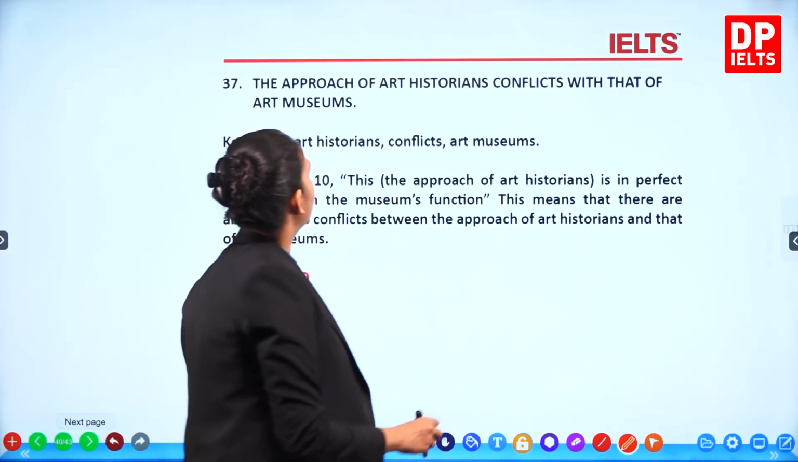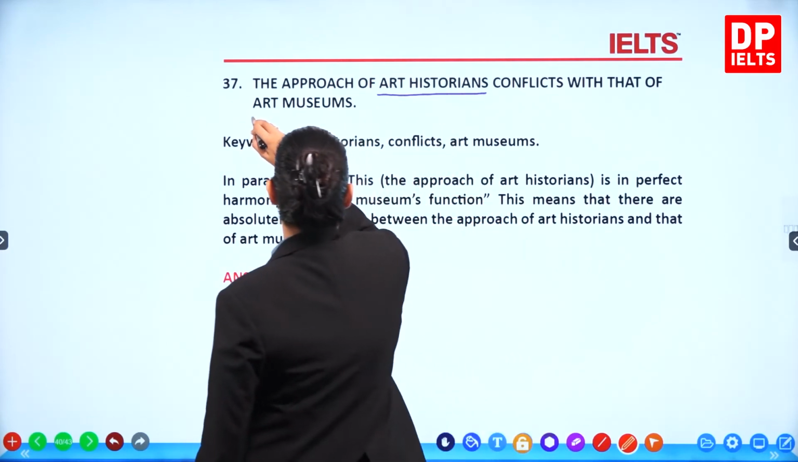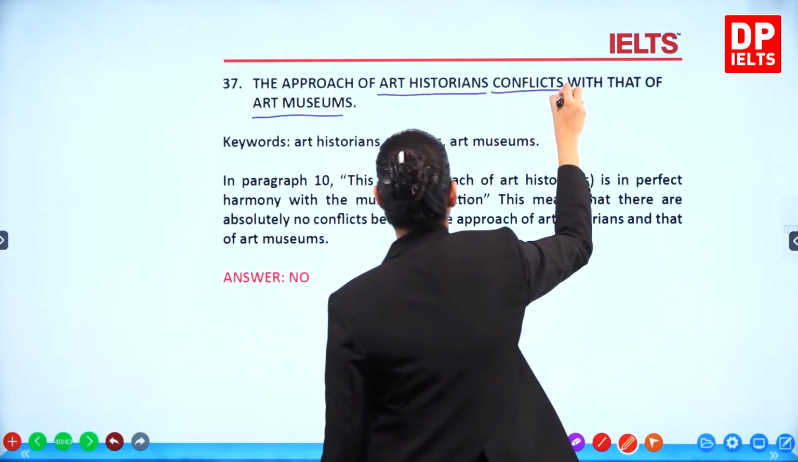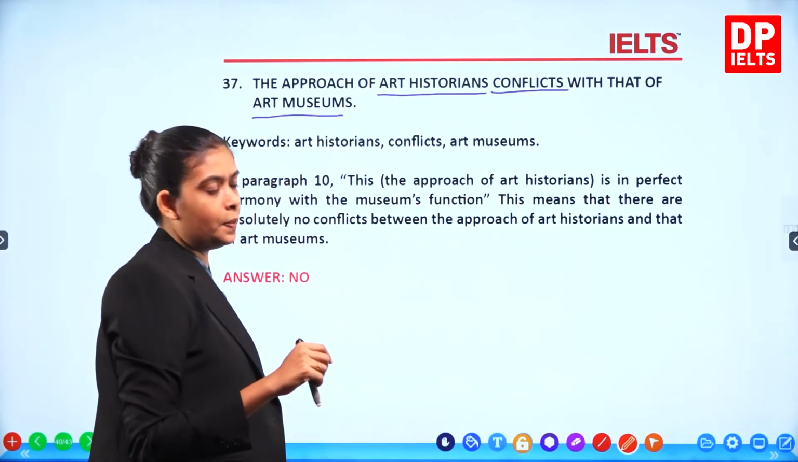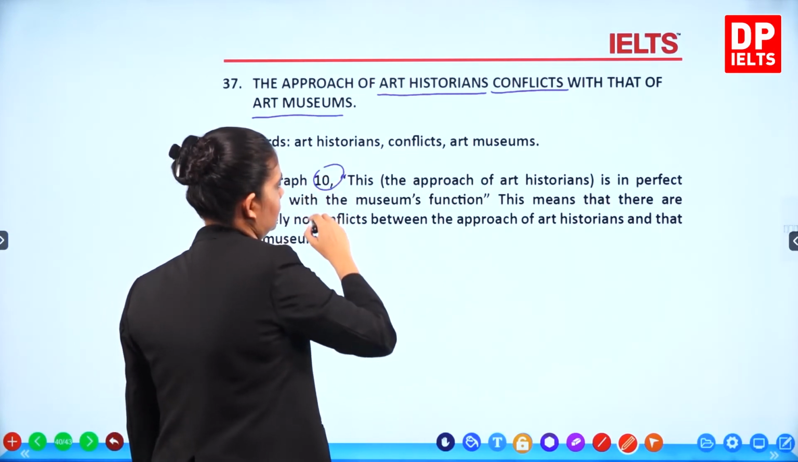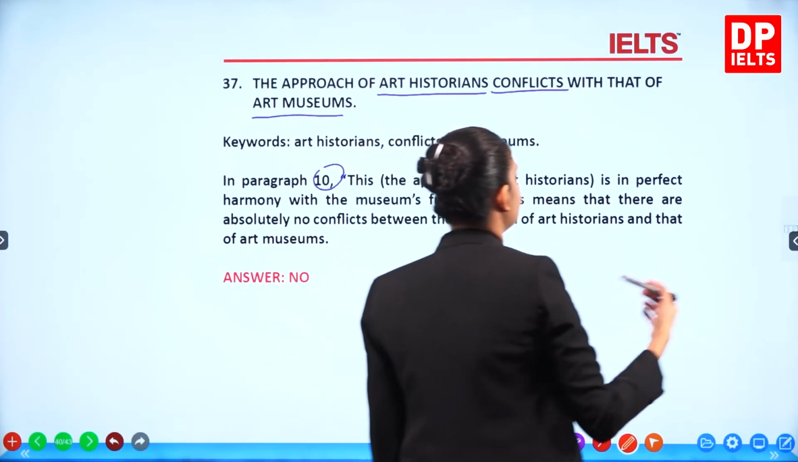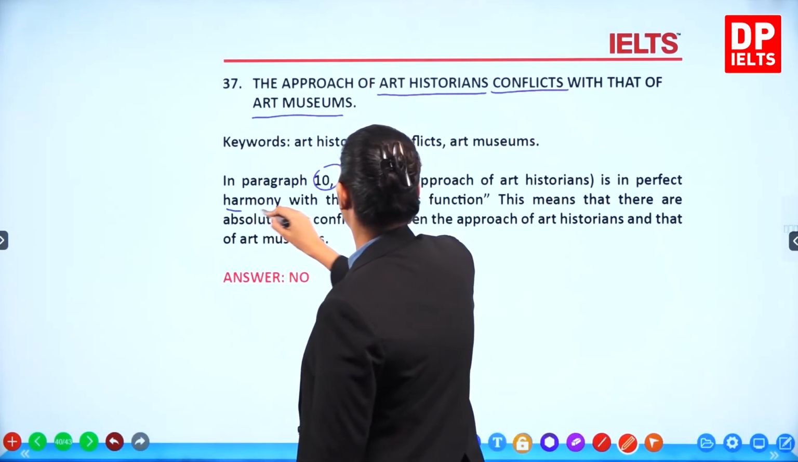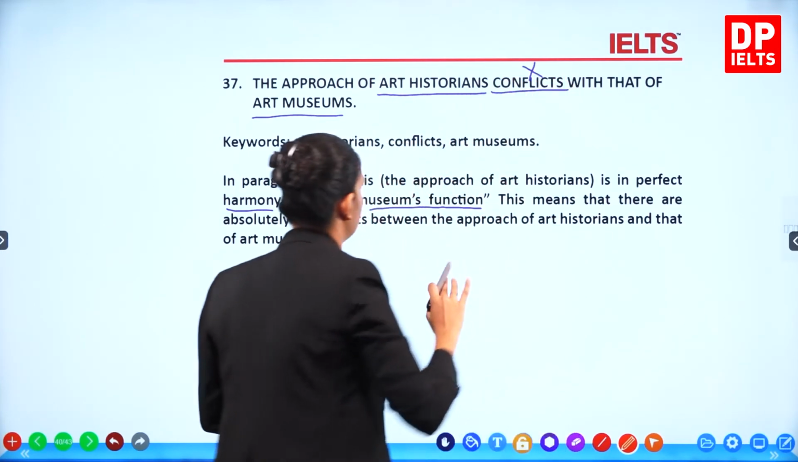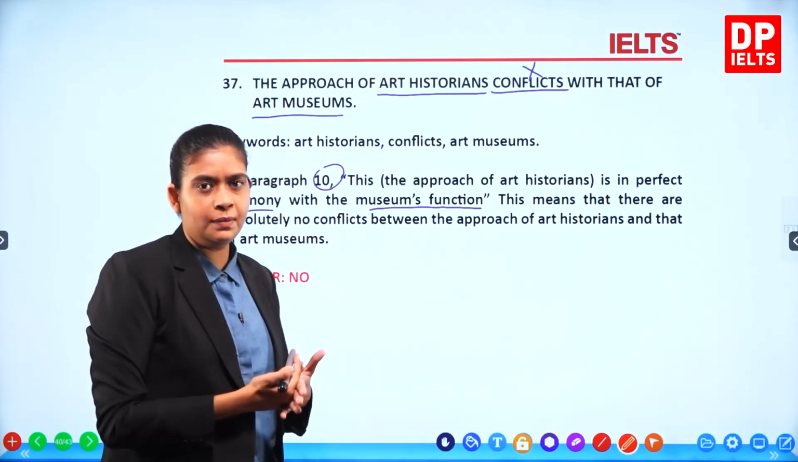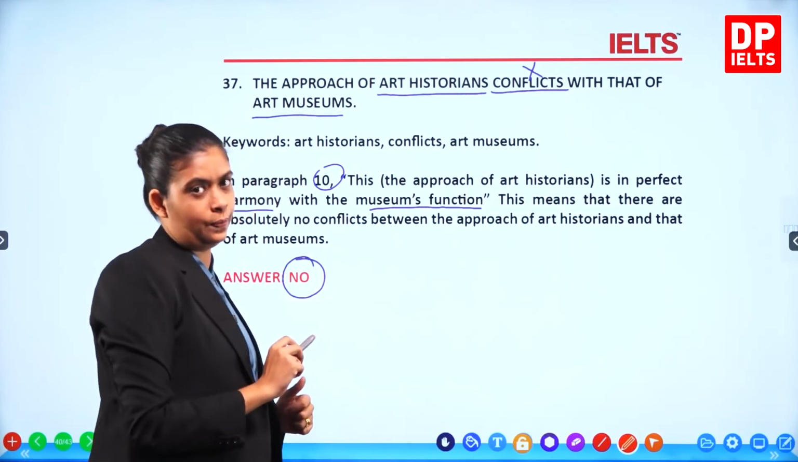37. The approach of art historians conflicts with that of art museums, right? So here art historians conflict with art museums. Go to para 10. What is this? The approach of art historians is in perfect harmony with the museums. It is in conflict means there is a difference. There is no difference. Perfect harmony means they go together. So here the answer is no.